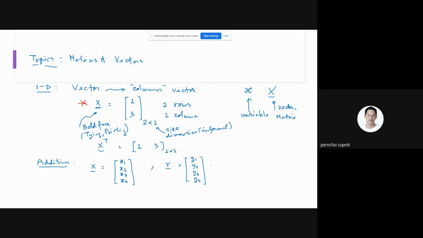So in this case, when we say x plus y, what do we do? We just do an addition element by element, and you can have a larger dimension than this, that is okay.